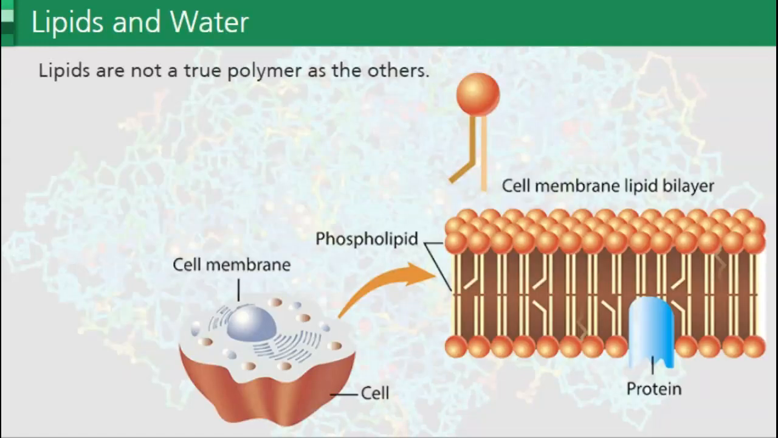Lipids are not a true polymer, as proteins, carbohydrates, and nucleic acids are. But they assemble through a similar chemical process and can have long chains associated with them. They are oily and mix poorly with water. As part of the cell membrane, this lipid bilayer prevents water and other molecules from freely entering or leaving a cell.